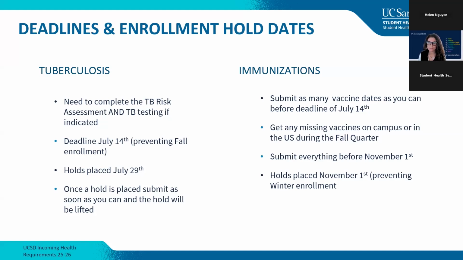Now to go through some of the deadlines and enrollment hold dates. So for TB, you need to have completed both the TB risk questionnaire and testing if it's indicated. The deadline is July 14th. Holds are placed at the end of the month. And if you do get an academic hold because you haven't been able to get it done in time, then you will not be able to enroll in fall classes until you have submitted this documentation.